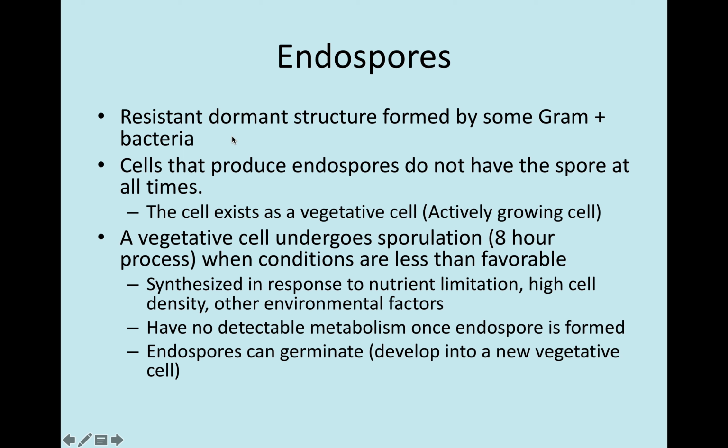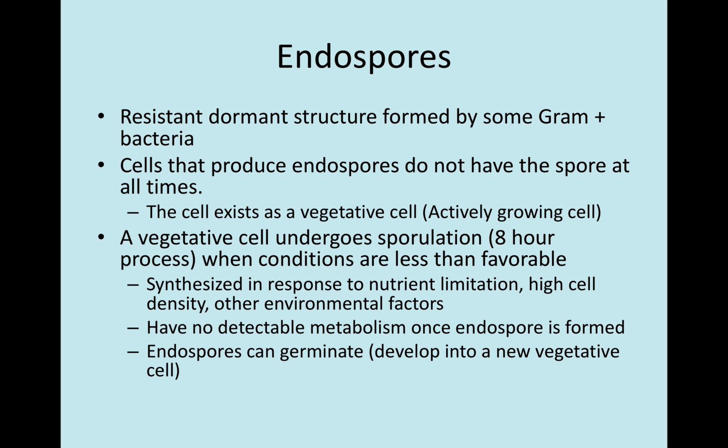Organisms from the genus Bacillus and Clostridium are clinically significant genera of bacteria because they are disease-causing bacteria. So Bacillus anthracis, for example, Clostridium tetani, Clostridium botulinum, Clostridium difficile are all endospore-forming bacteria.